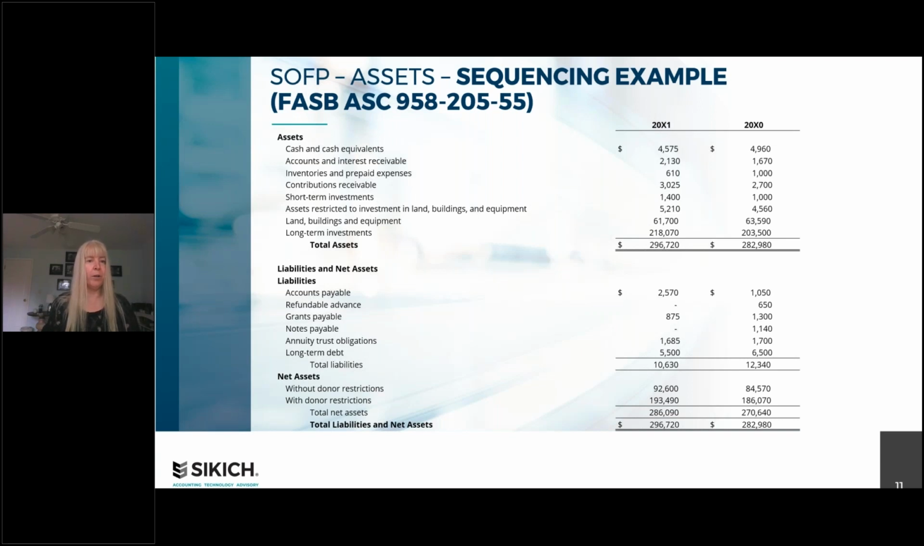So in this example, assets restricted to investment in land, buildings, and equipment has been segregated from the operating cash or the operating investments and presented lower in the order of liquidity right by land, buildings, and equipment. Likewise, if you look at the liabilities section, you're going to see long-term debt is further down than accounts payable, which would be expected to be a nearer conversion to cash to use to pay for those liabilities.